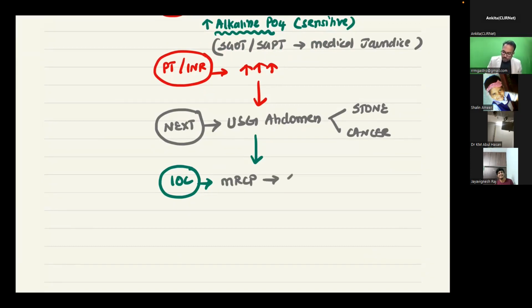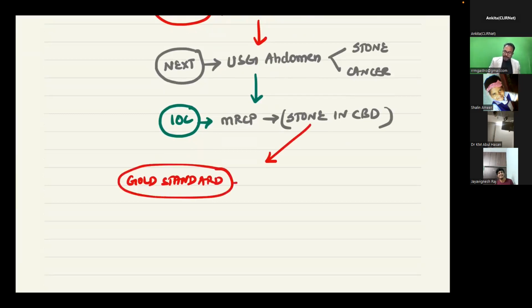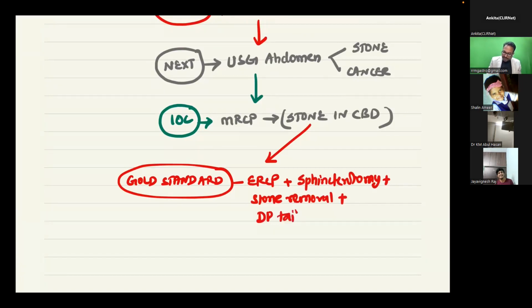If MRCP is showing me a stone in the bile duct, stone in the CBD, what is the gold standard next investigation? Gold standard next investigation for CBD stone is ERCP. It is not only an investigation, it is a procedure also. Endoscopic retrograde cholangiopancreatography plus sphincterotomy plus stone removal plus stenting. Double pigtail stenting is kept in the bile duct. So we have to keep a stent in the bile duct.